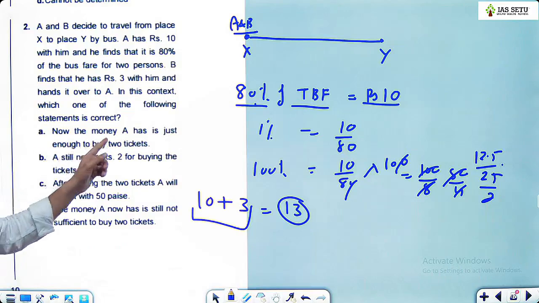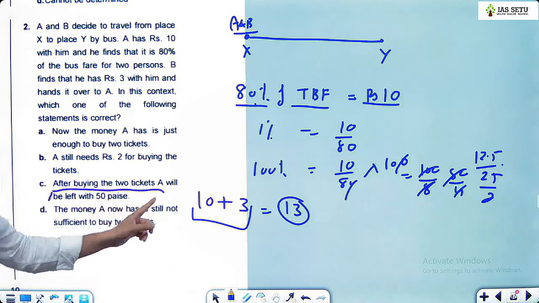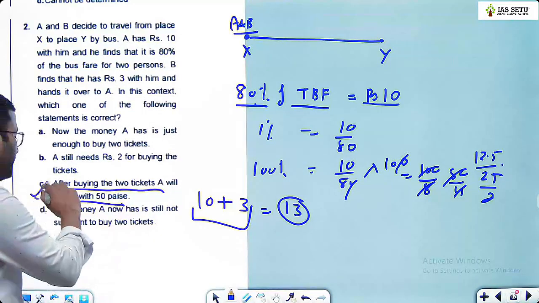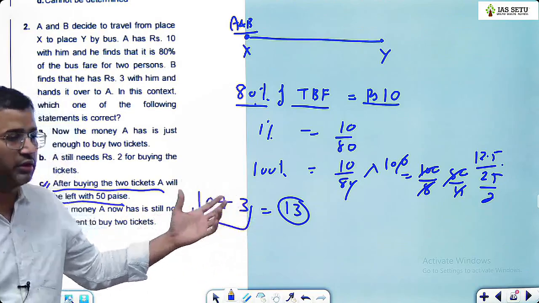They need 12.5, they have 13. So here now the money A has is just enough. It is not just enough, it is extra. After buying the 2 tickets, A will be left with 50 paisa. So A is having 50 paisa extra as compared to this. Clear? They need 12 rupees 50 paisa, they have 13 rupees.